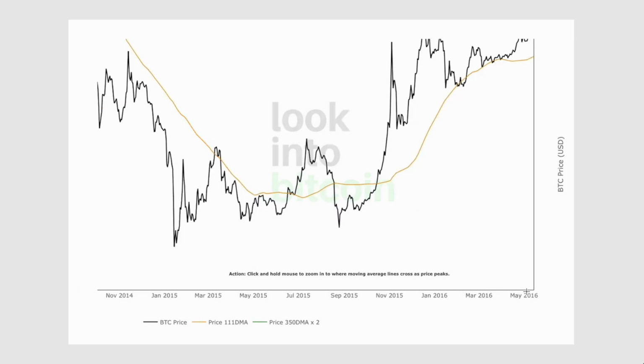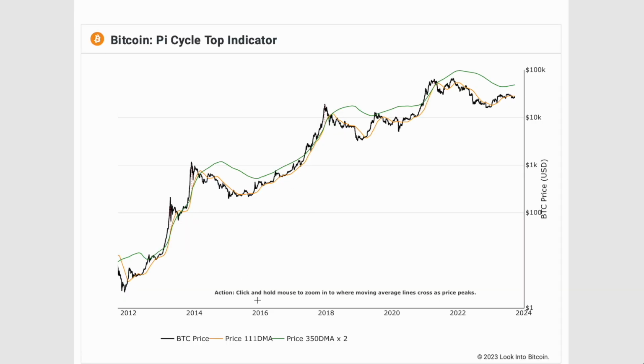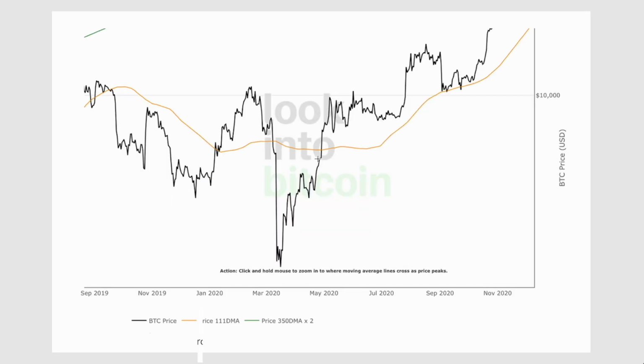So here, unfortunately, July 2016 is not something that we can see here. But let's zoom out perhaps to around here, for instance. So you can see July 2016, after the halving, fantastic holding of the Pi cycle as support.